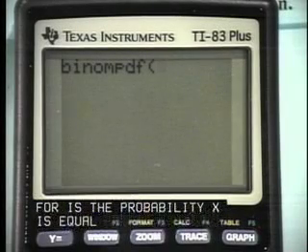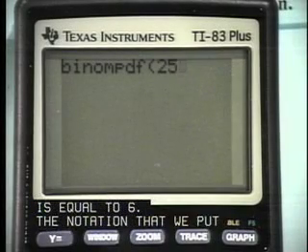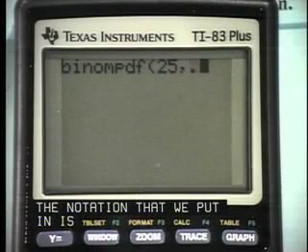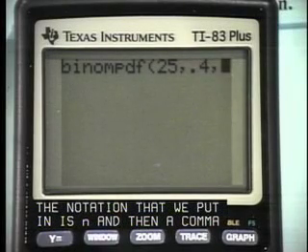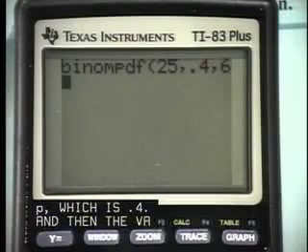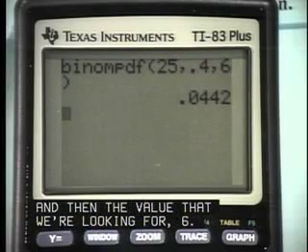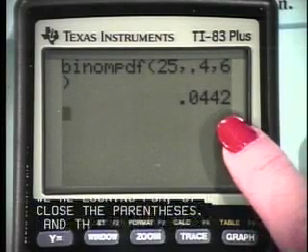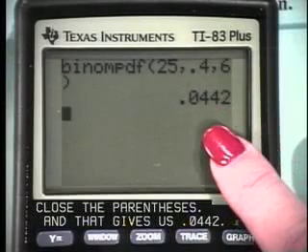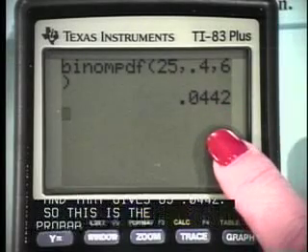The notation that we put in is n, and then a comma, p, which is 0.4, and then the value that we're looking for, 6. Close the parentheses. And that gives us 0.0442. So this is the probability that x is exactly 6.